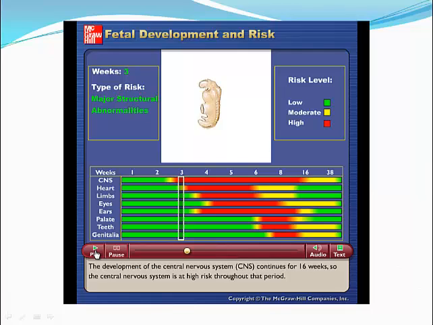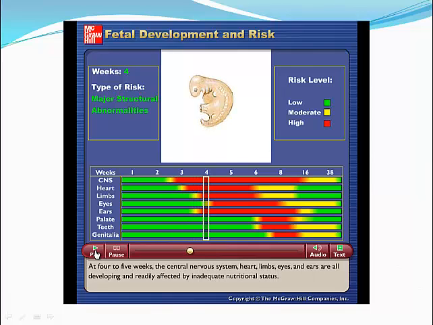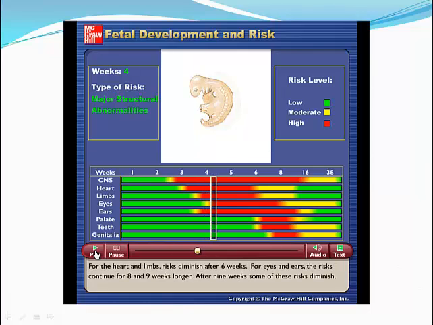At 4 to 5 weeks, the central nervous system, heart, limbs, eyes, and ears are all developing and readily affected by inadequate nutritional status. For the heart and limbs, risks diminish after 6 weeks. For eyes and ears, the risks continue for 8 and 9 weeks longer. After 9 weeks, some of these risks diminish.